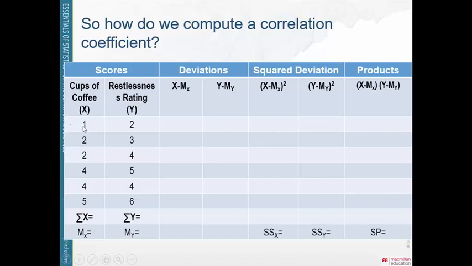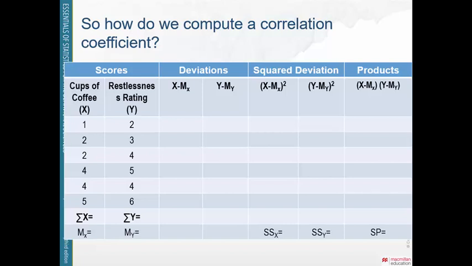So this person had 1 cup of coffee and a restlessness rating of 2. Let's say they sit in your laboratory and there's a research assistant who's rating how restless they are. This person had 2 cups of coffee and their restlessness rating was 3. 2 cups of coffee, their restlessness rating was 4, etc. All right, so take out your calculator so you can see how to get these calculations.